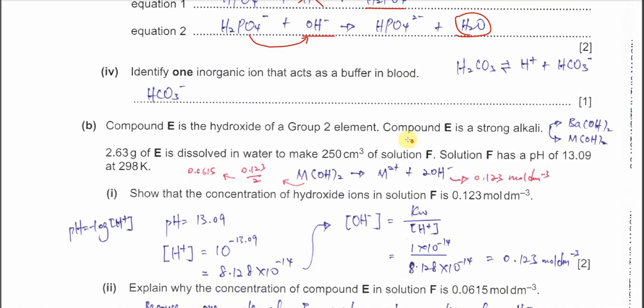Now part 4. Identify 1 inorganic ion that acts as a buffer in the blood. First, you need to know the buffer in the blood is because of CO2. CO2 dissolves in water to form carbonic acid. Carbonic acid will dissociate and form this. So the buffer system in the blood is carbonic acid and hydrogen carbonate. It's asking for the inorganic ion, so you must put hydrogen carbonate.